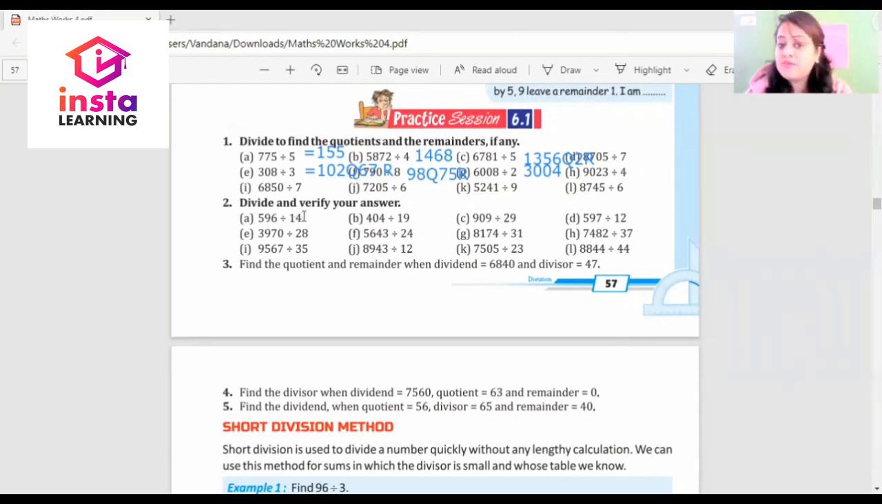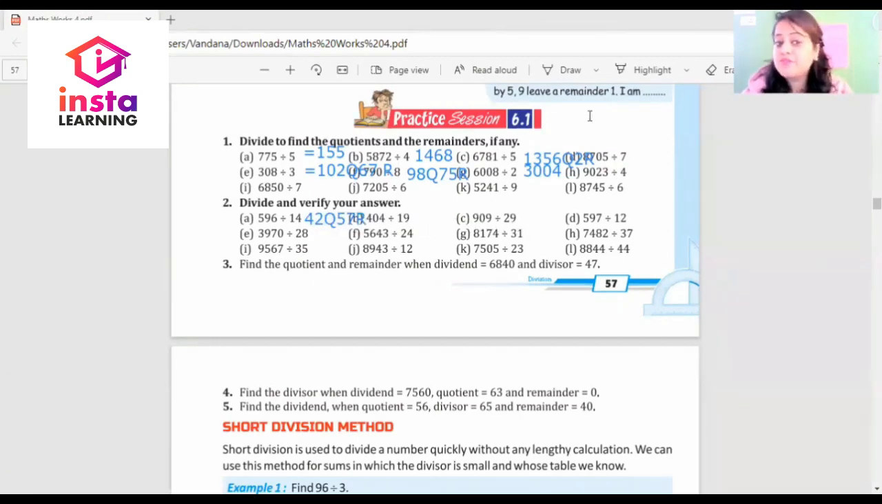It means you have to divide first, and after that you have to choose the multiplication sentence in this question. So first do question number A and tell me your answer. 596 is your dividend and 14 is your divisor. Okay, students? Got it? Very good.